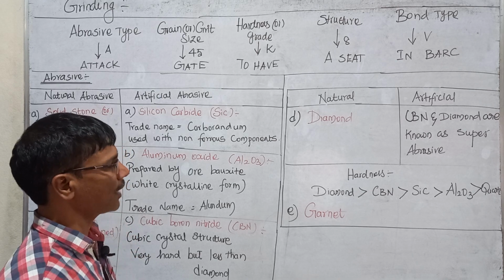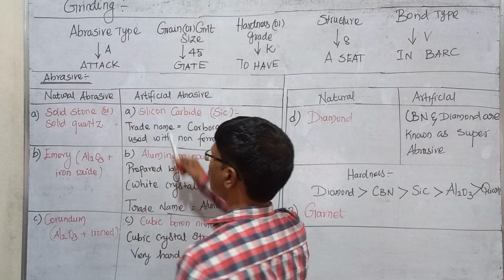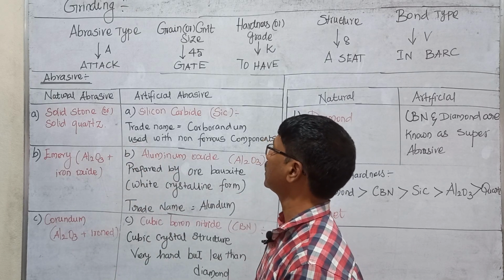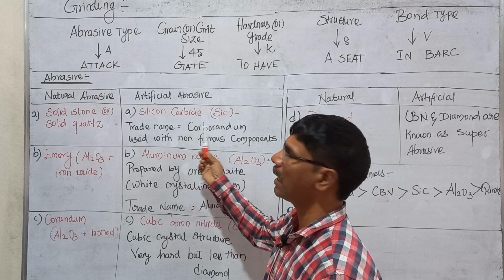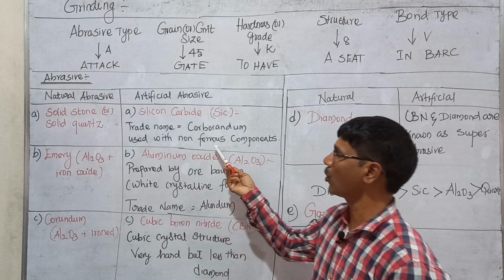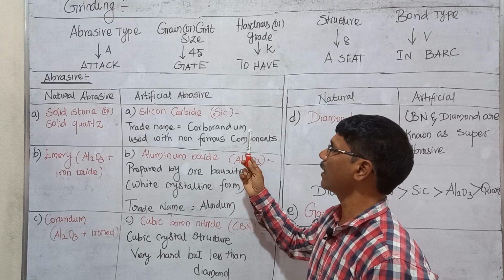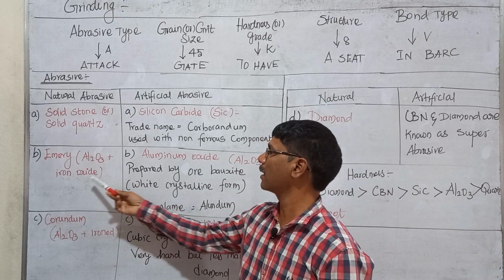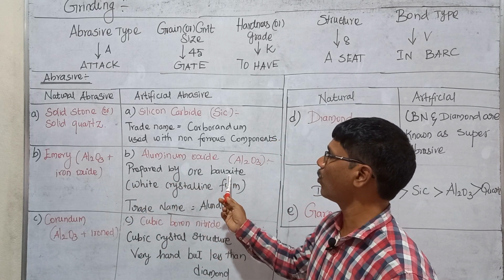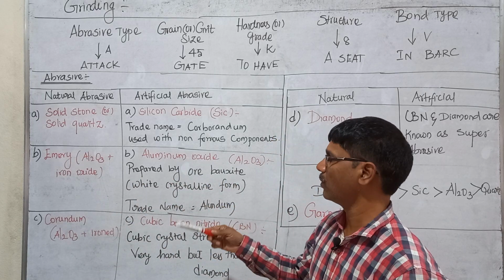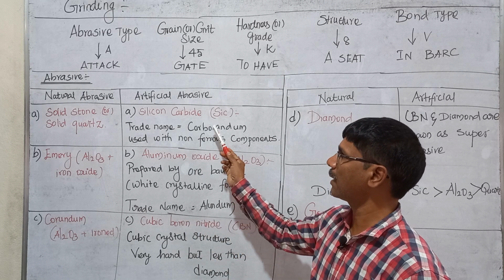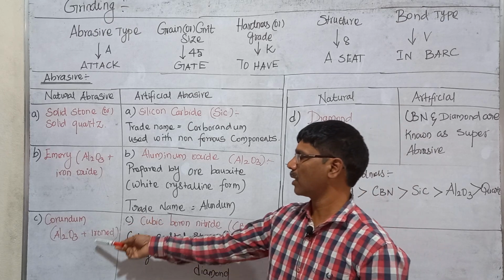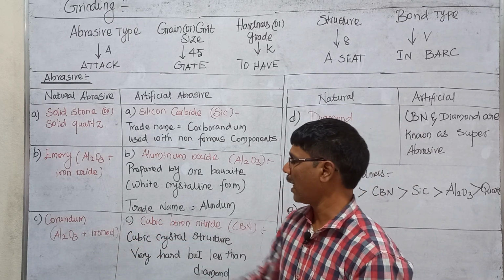The first letter represents the abrasive type. It may be natural abrasive or artificial abrasive. The first one is solid stone or solid quartz. For example, silicon carbide, whose trade name is carborundum. One company is available in Tiruvallur, the Carborundum company, used with non-ferrous components. The second one is emery. Emery is a mixture of alumina and iron oxide. It is aluminum oxide prepared from the ore bauxite, in white crystalline form. Its trade name is alundum. The silicon carbide trade name is carborundum, and this is alundum. Next is corundum, which is aluminum oxide plus iron.